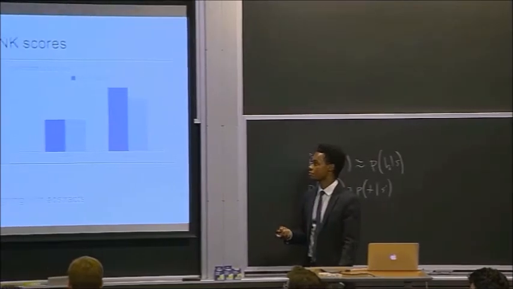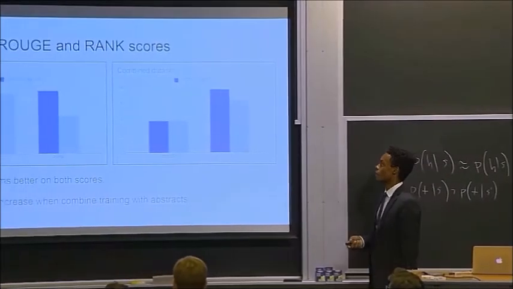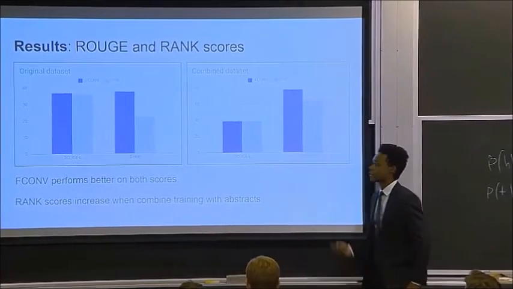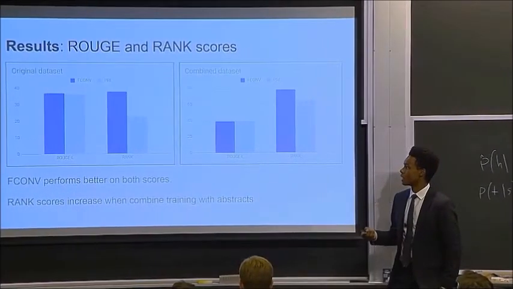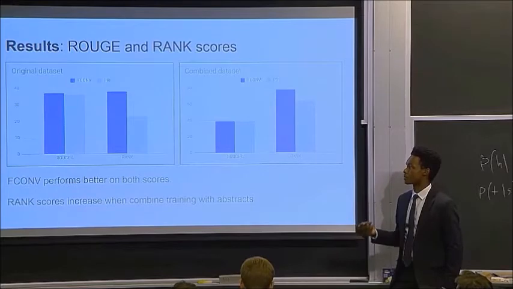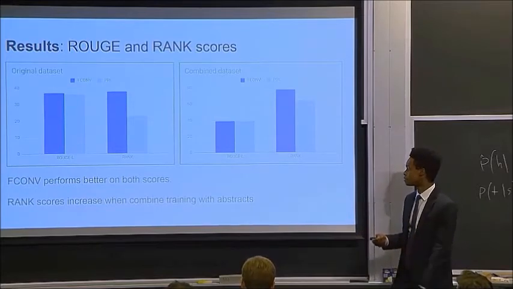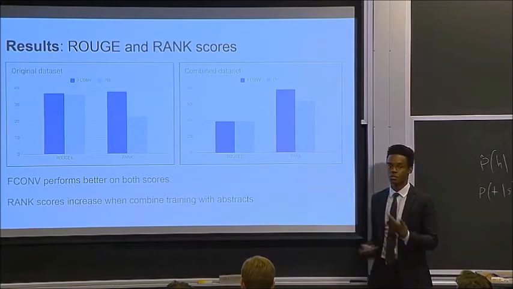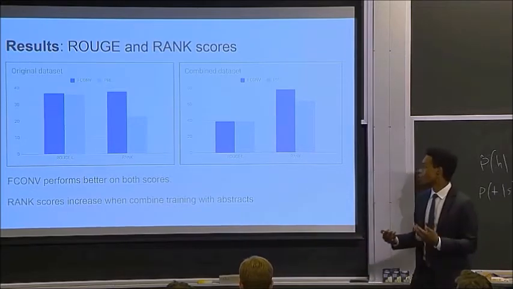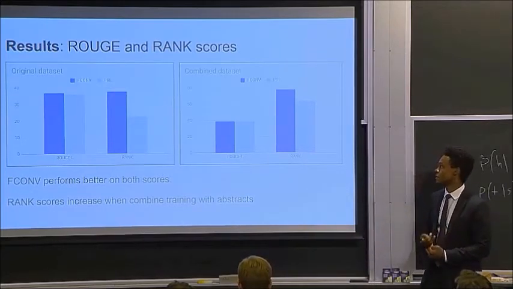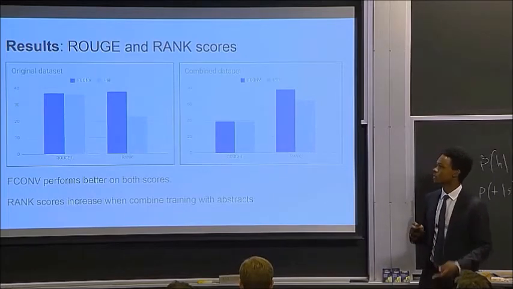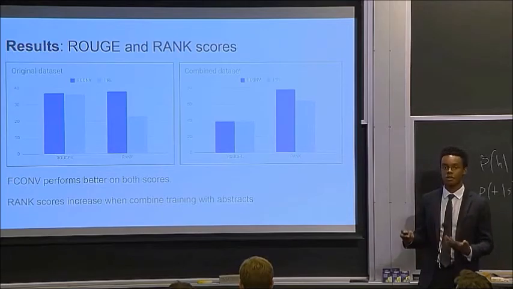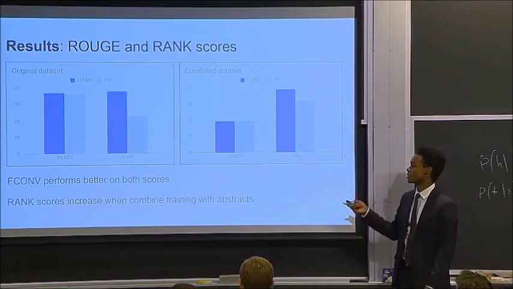So what are our results? So first we look at the scores. So this is on our original data set without transfer learning. And we find that first our baseline convolutional model performs better on both scores than adding self-attention. But the most important thing is that when we add our combined data set, which implements this transfer learning idea, both rank and Rouge scores significantly increase. And so this isn't really complete without analyzing the subjective quality of these summarizations. So let's go into sample generation.